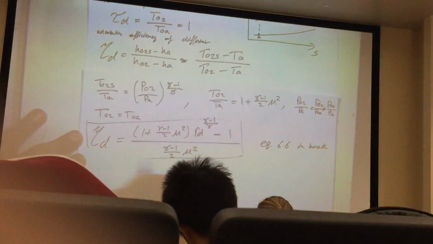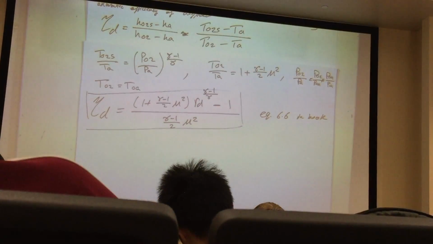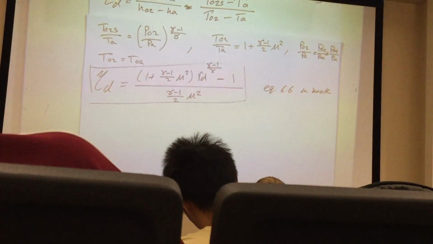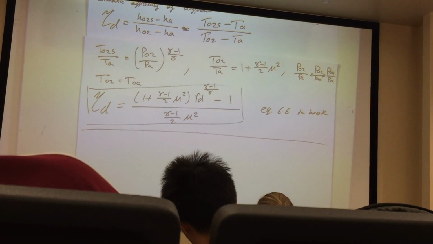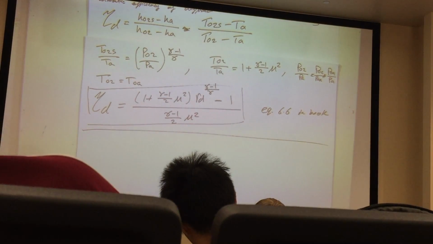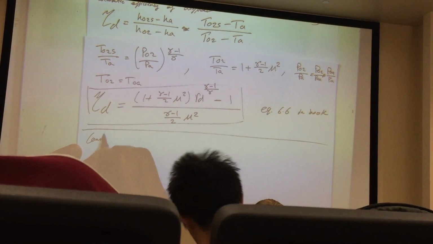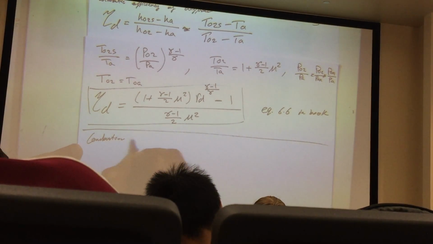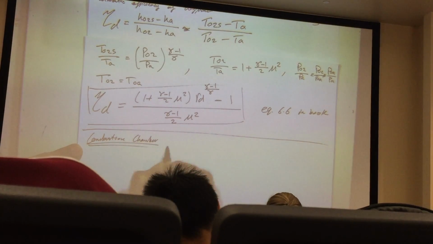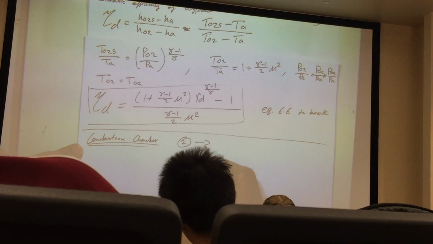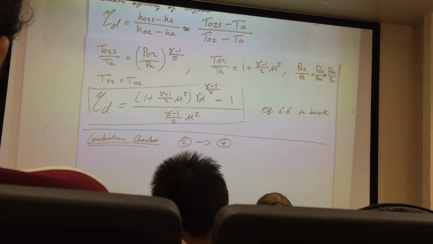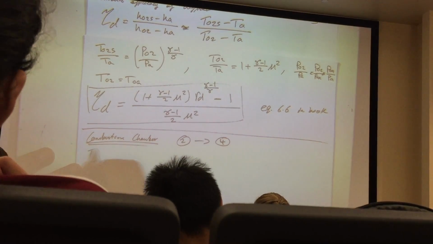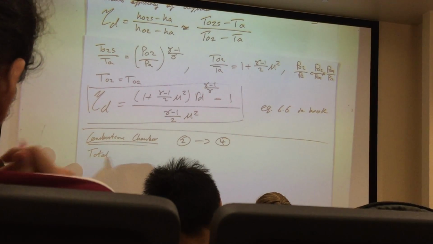That's just an efficiency loss that is associated with the diffuser, given the fact that you have shocks at the inlet. Combustion chamber, from 2 to 4. We said total pressure losses due to flame holder drag.